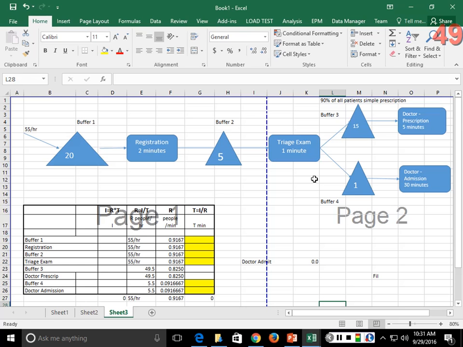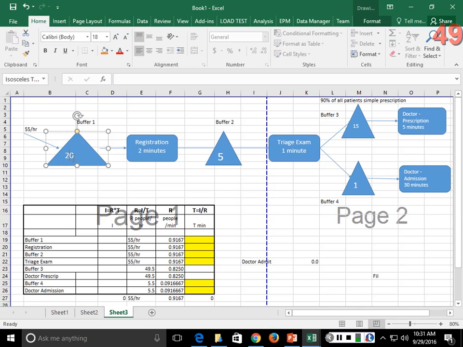They expect that on average 20 patients will be waiting to register. So we've got 20 patients waiting to register, and 5 will be waiting to be seen by the triage nurse. Recall that the registration takes an average of 2 minutes per patient, and the triage nurse is expected to take an average of 1 minute per patient. Planners expect the simple prescriptions area to have an average of 15 patients waiting. So here's our prescriptions with 15 people waiting. And as before, once a patient's turn comes, each will take 5 minutes of a doctor's time. So there's our 5 minutes.